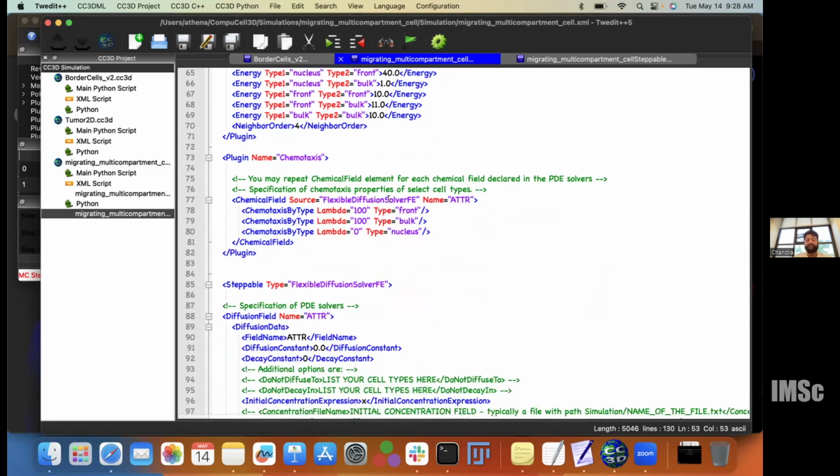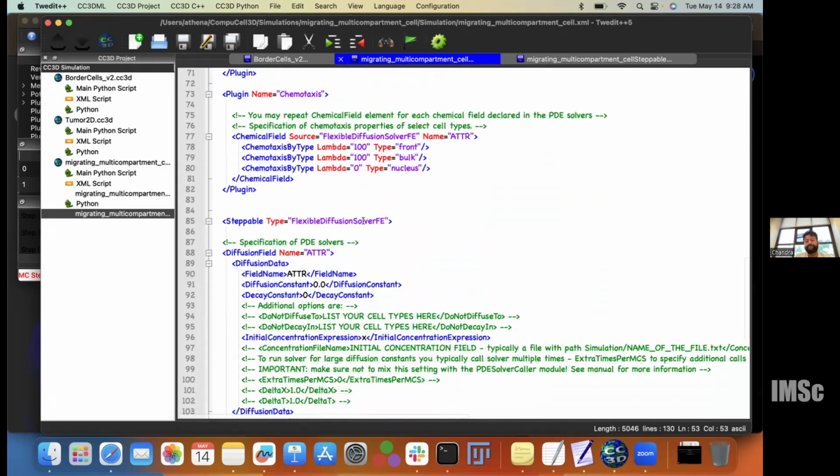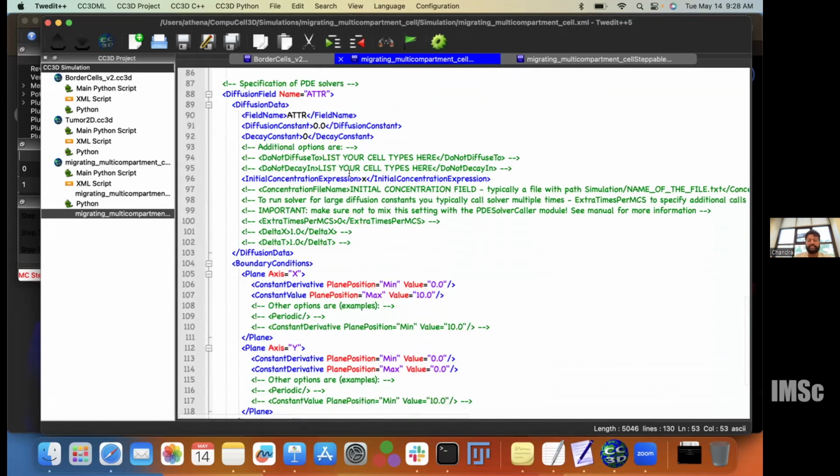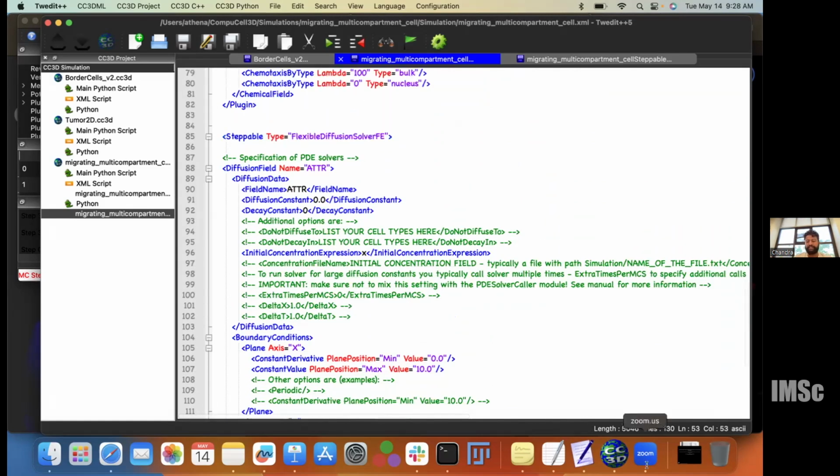Chemotaxis, as you can see, I'm just saying there is a field chemoattractant named ATTR, and the front and the bulk of the cells are attracted to it, and the strength at which they are attracted are 100 and 100. This is the lambda. This looks more annoying, but it is not. It just basically shows you the field.